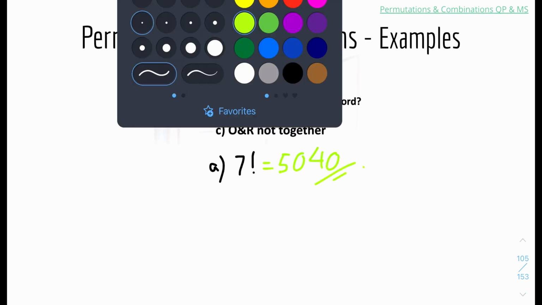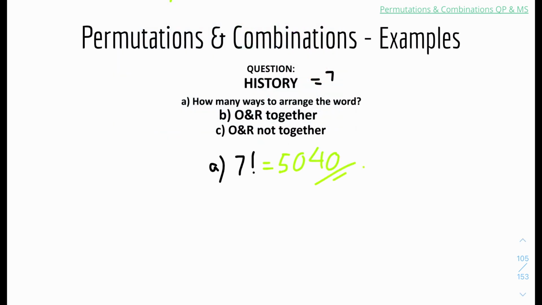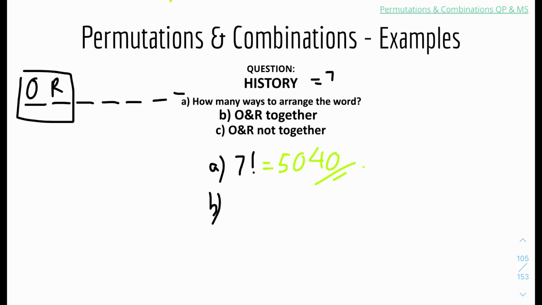And number 2, arrange when O and R are together. So let's just use examples just now. So let's say the 7 letters, it will be 7 blocks. 1, 2, 3, 4, 5, 6, 7. So O and R have to be together. So let's just group them together. O and R.